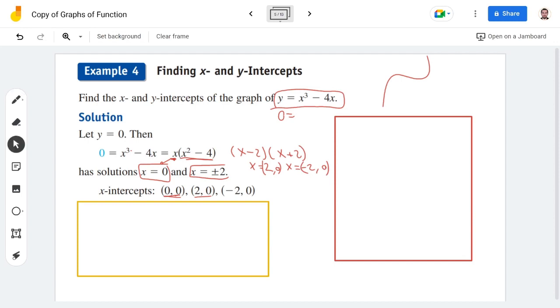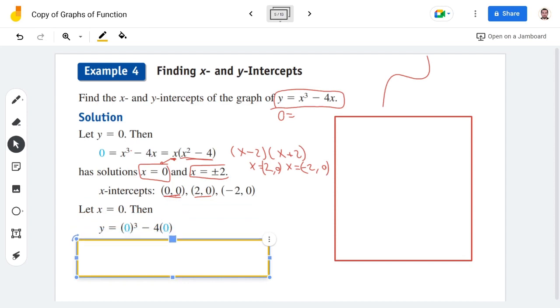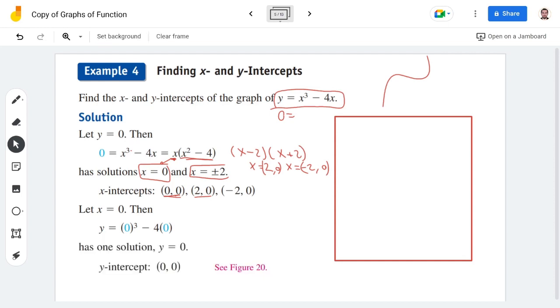Now let's find the y-intercept. To find the y-intercept, what do we need to do? Reem, to find the y-intercept, what do we need to do? Yes, replace x with 0. So after we replace x with 0, y is equal to what? y is equal to 0 because there is no other value. So my y-intercept is equal to 0.